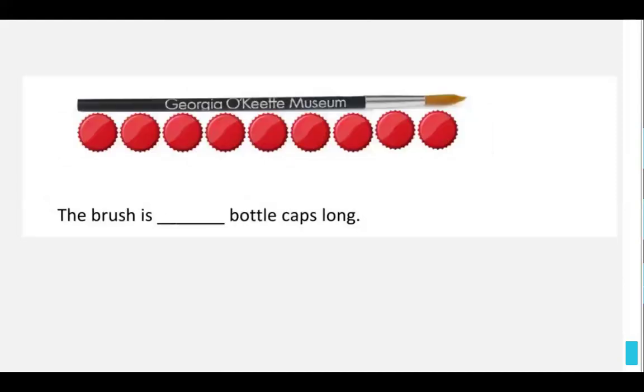Okay, another example. How about this brush? The brush is blank bottle caps long. So how long is the measurement of the brush using the bottle caps? Again, we will count the bottle caps from the tip to the end. Okay, let's count. 1, 2, 3, 4, 5, 6, 7, 8, 9. So there are 9 bottle caps. So the brush is 9 bottle caps long.